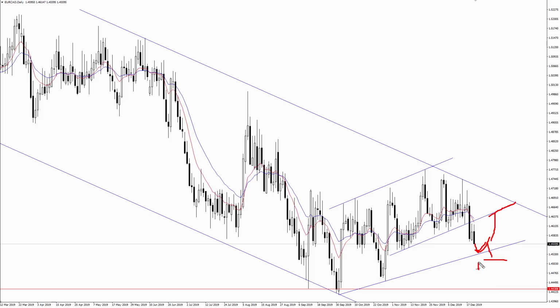But I would expect to see some buyers come out and try to defend this short-term trend line. But as of right now, given this intermediate downtrend followed by this short-term uptrend and this close below channel support last week, I would expect the EURCAD to continue lower, but it is going to take a daily close below this trend line support in order to expose those year-to-date lows around 144.30.